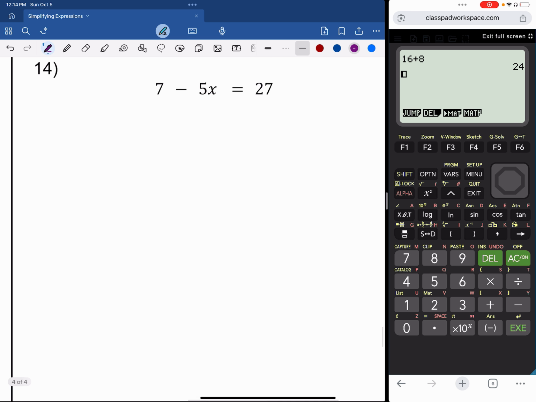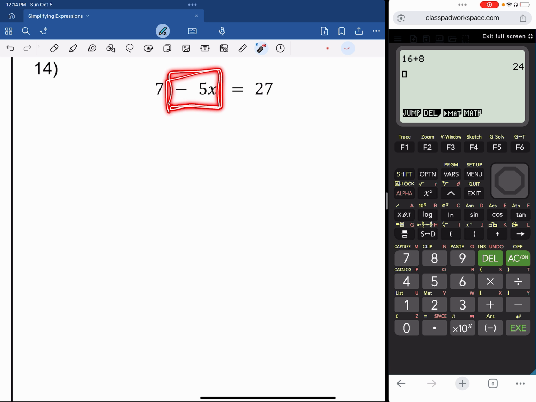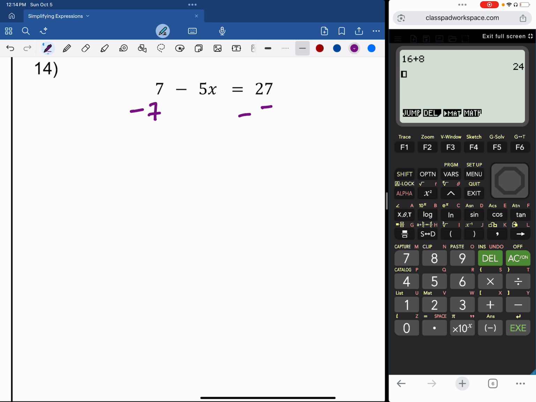All right. In this one, we have 7 minus 5x is equal to 27. So the steps are still the same. I need to get the term with the variable by itself. So I want to get negative 5x by itself. I need to move this 7 over to the other side. Again, I'm going to use inverse operations. So since this is a positive 7, I'm going to subtract 7 from both sides. 7 minus 7 is just 0, so that's going to cancel out. And we're left with negative 5x is equal to 20, because 27 minus 7 is just 20.